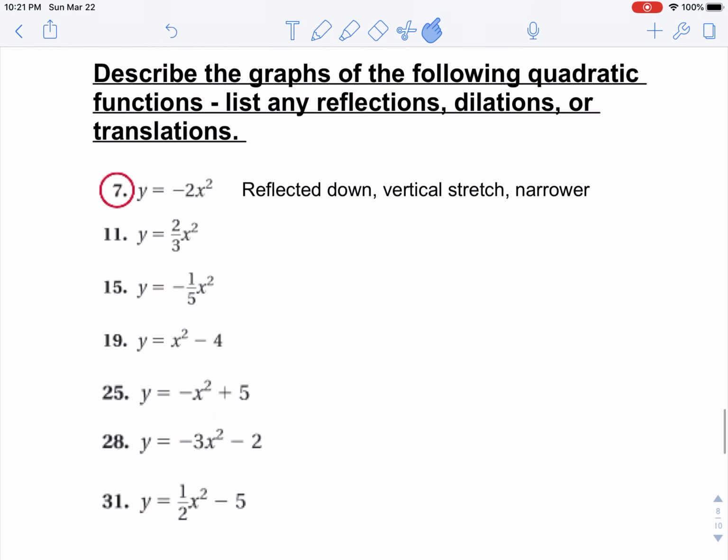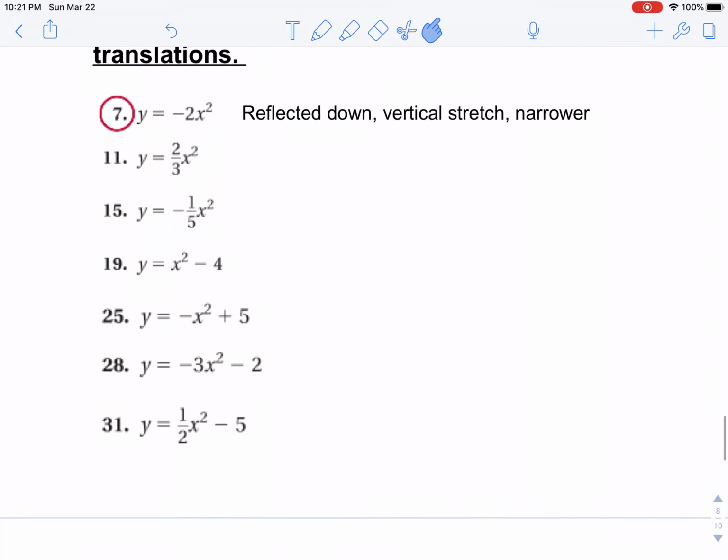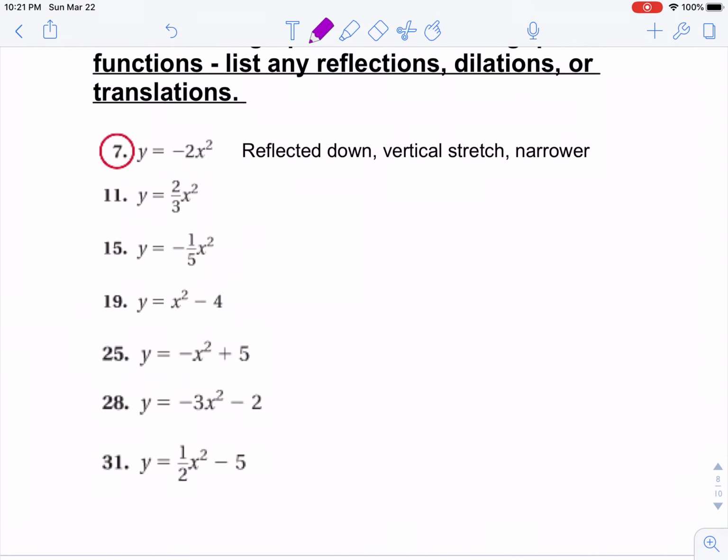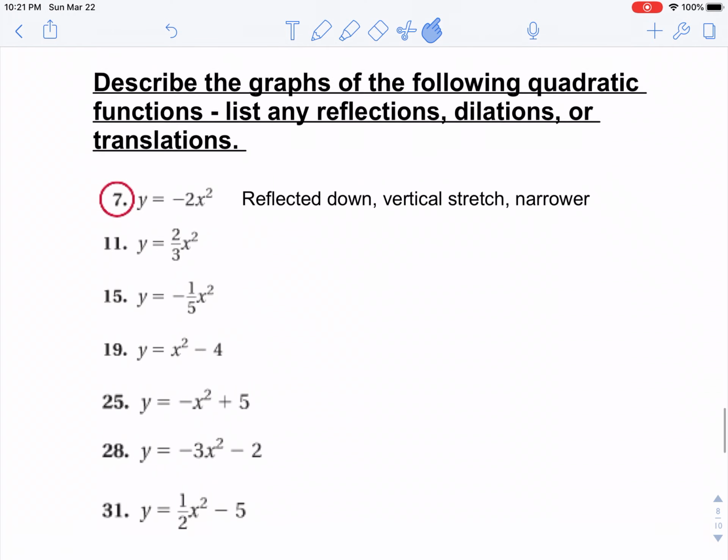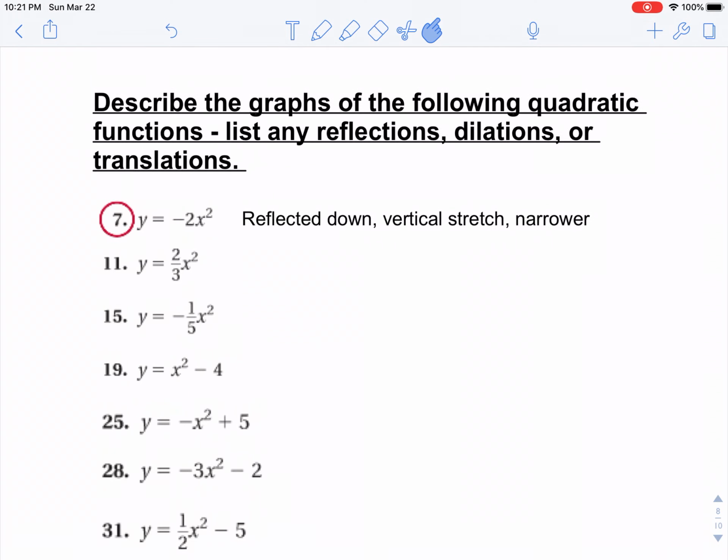Let's do these together, a couple of these, and then I'll give you your assignment. So just write out the types of transformations that are occurring. So for number 7, you see a negative sign and a 2 in front. So the negative sign means that it's going to reflect it down, and the 2 means it's a stretch, and it also means it's narrower.